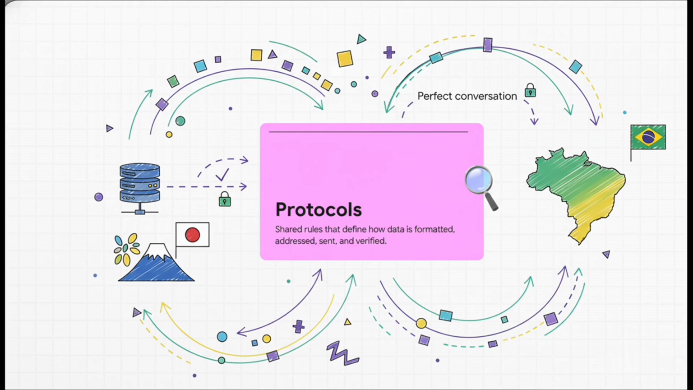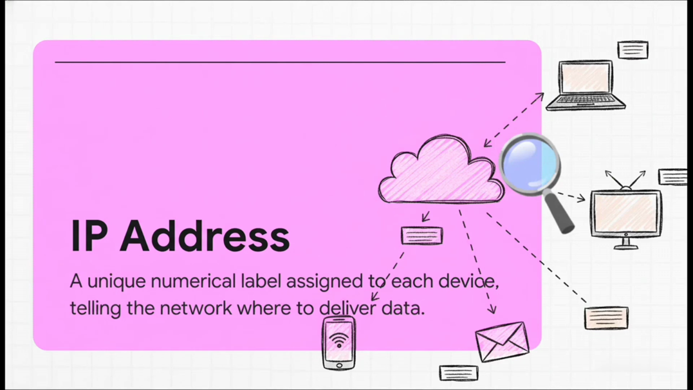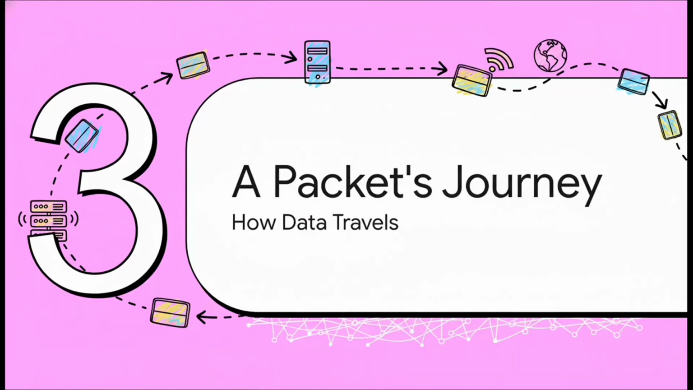These are basically a super strict set of rules for how to have a conversation. They tell a computer exactly how data should be packaged up, how it should be addressed, and how it should be sent, so that a server in, say, Japan and a laptop in Brazil can communicate perfectly. Without these shared rules, it would all just be digital noise. And then you have the IP address. Every single device that's connected to the internet, your phone, your computer, your smart TV, you name it, gets a unique number. It's just like a mailing address for your house. When you ask for a website, the network uses your device's IP address to know exactly where to send the information back to.